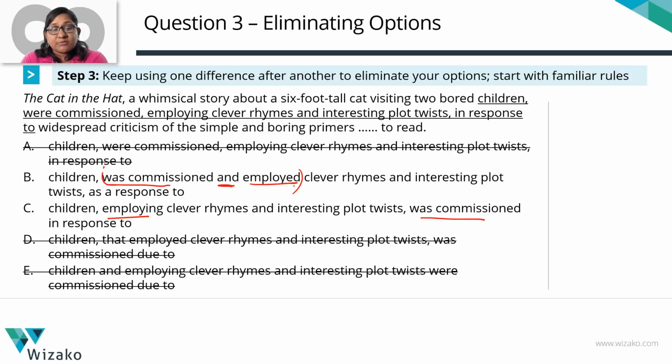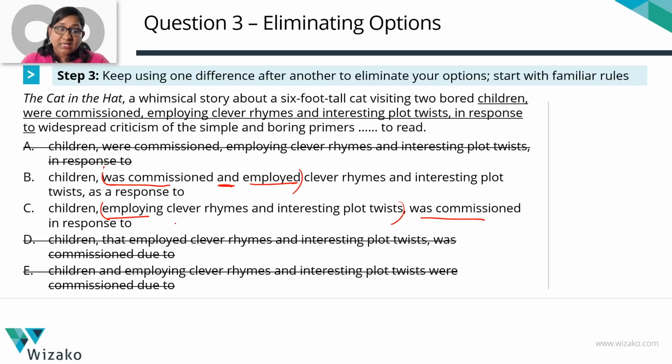The criticism was about simple and boring primers, so we wanted a book that had interesting plot twists and was clever. We didn't necessarily ask for rhymes or whatever. We just said, let's not keep it simple and boring. Let's try something interesting. And so a book was commissioned that had these, right? So the commissioning of the book was the response, and you wanted these features in the book. When I say "employing clever rhymes and interesting plot twists," that's being a modifier, and that is therefore referencing the story. A story that was employing these rhymes and plot twists was commissioned in response to is what you are saying, and that makes a lot more sense.